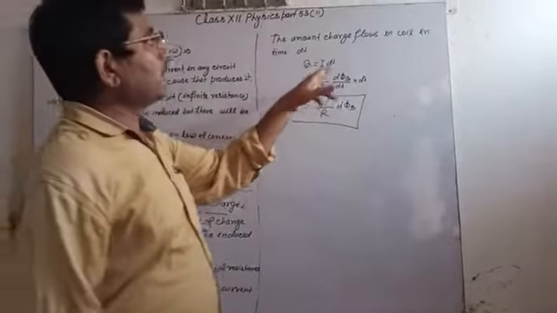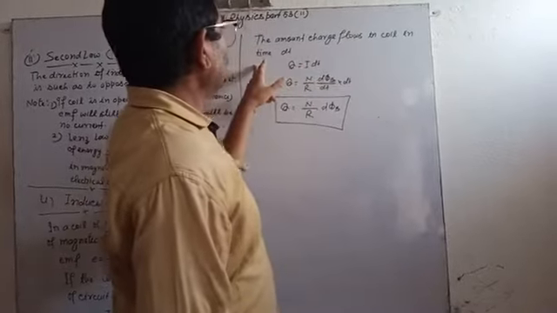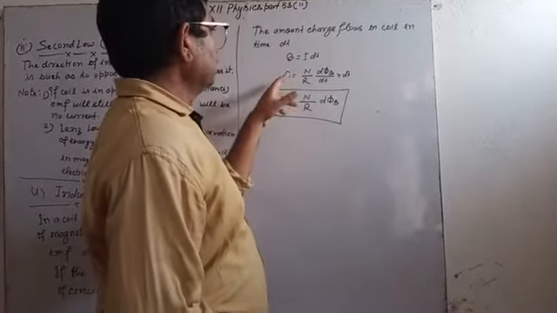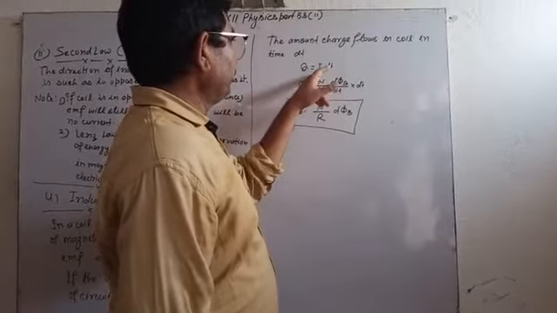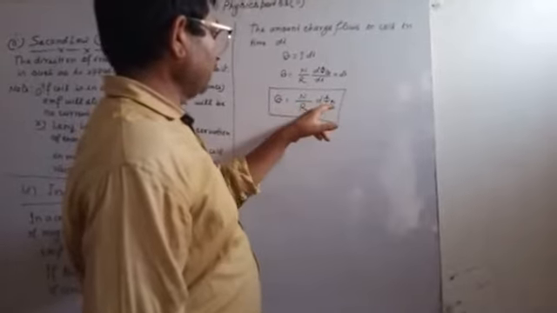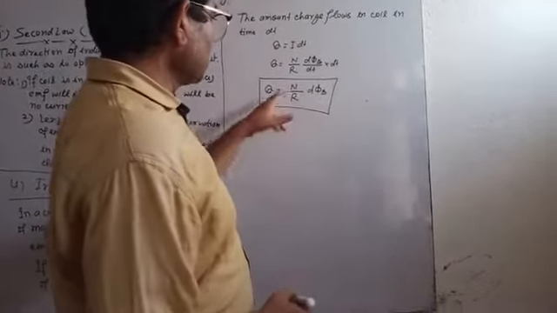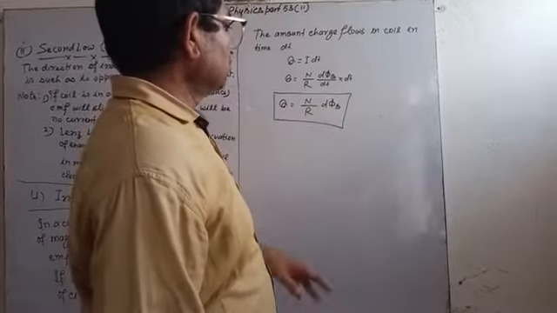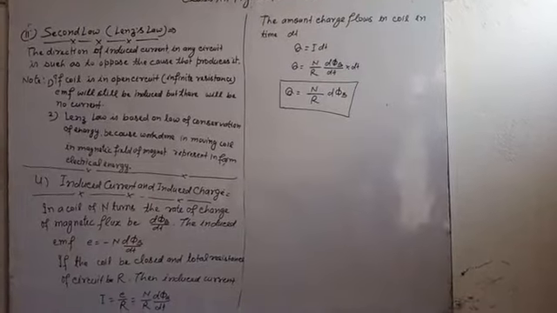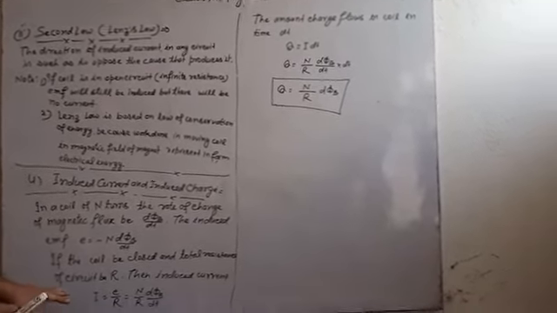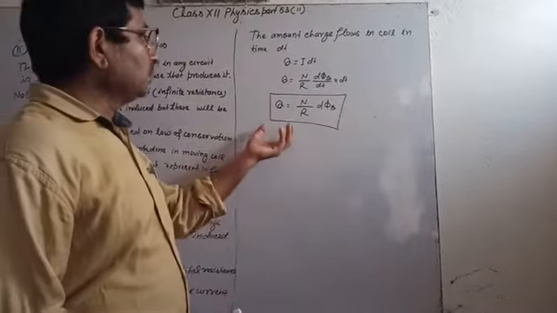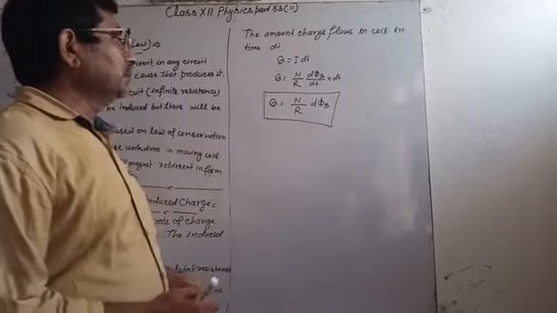The amount of charge flowing in the coil in time dt is Q equals I dt. Putting the value of I, Q equals N by R times d phi by dt times dt, so Q equals N by R times d phi. That means charge equals number of turns times change in flux upon total resistance of the circuit. From this it is very clear that induced current depends on the time, but the charge does not depend on the time interval.